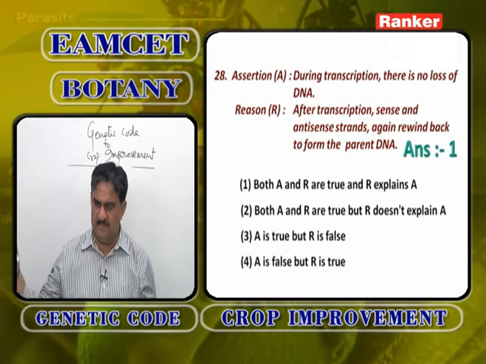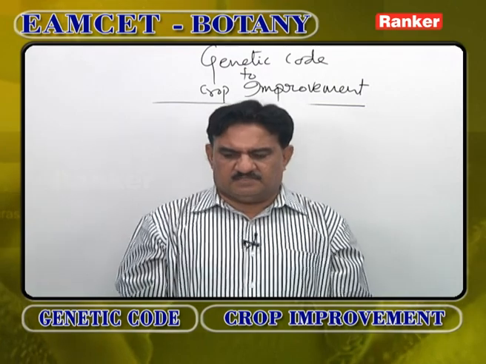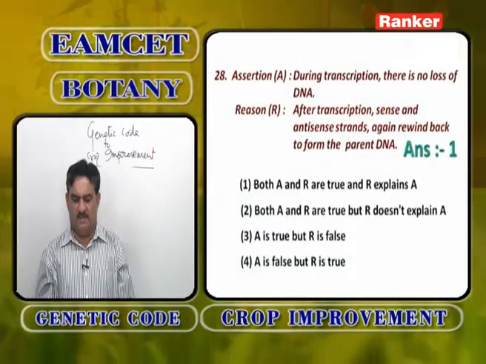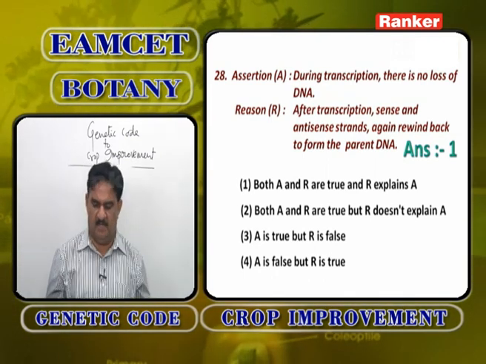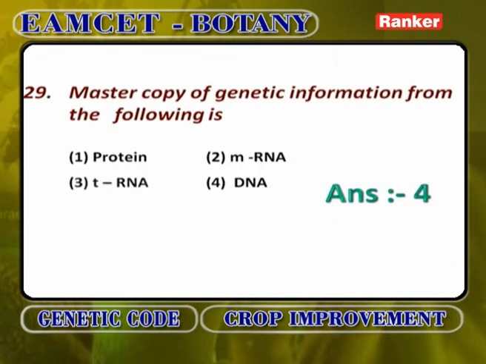After the formation of messenger RNA, it goes out into the cytoplasm. Both the DNA strands will unite. So during transcription, there is no loss of DNA is correct. Why? After transcription, sense and antisense strands again rewind to form parent DNA. Both A and R are correct. R is the correct explanation of A.